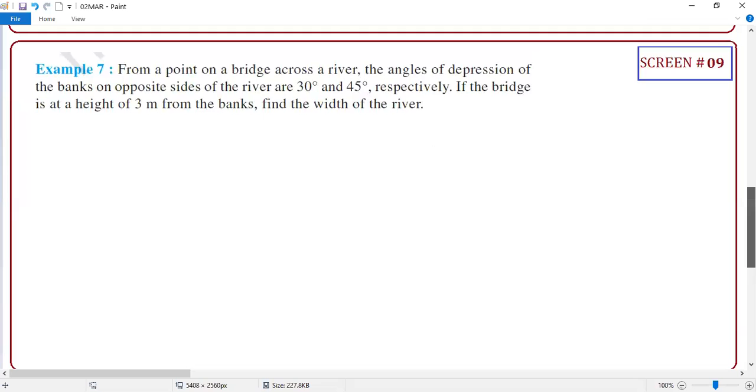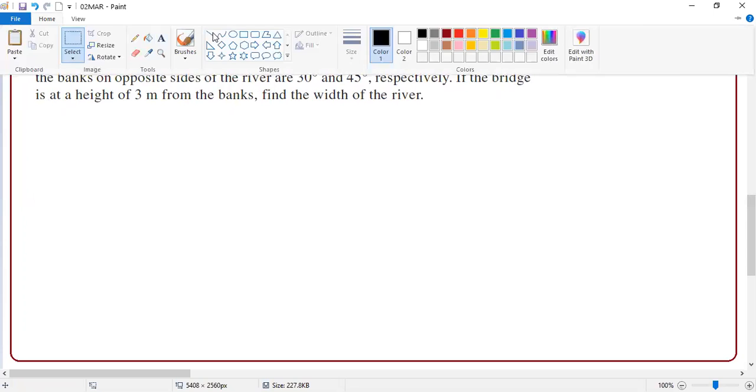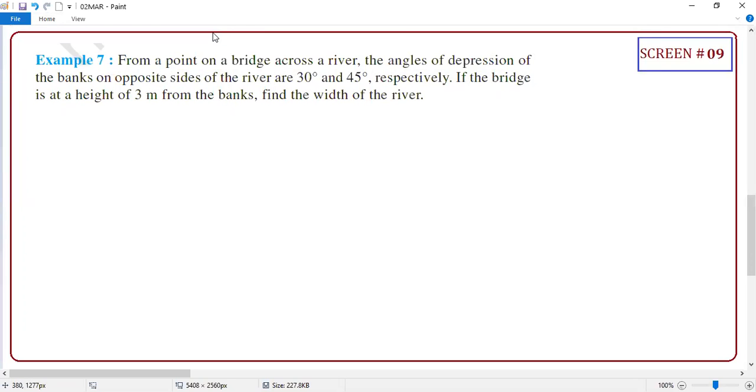Guys, next question. From a point on a bridge across the river, the angle of depression... Guys, the river is here and the bridge is here. So clear or not? Someone from here, his horizontal line is here, correct or not?